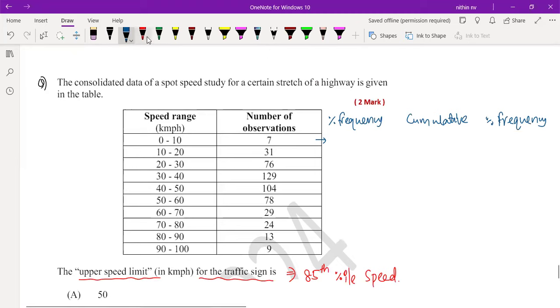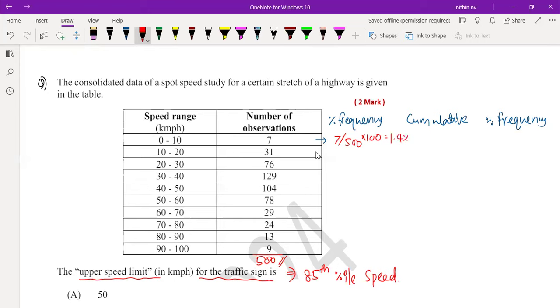Percentage frequency means what? Each value we need to divide with the total number. But total number we don't know. No. Total number we need to calculate. So once you are taking all these 7 plus 31 plus 76 plus 129 and so on, total you are going to get 500. That's it. Which means the first frequency will be 7 by 500 into 100. We are going to get it as 1.4 percentage.